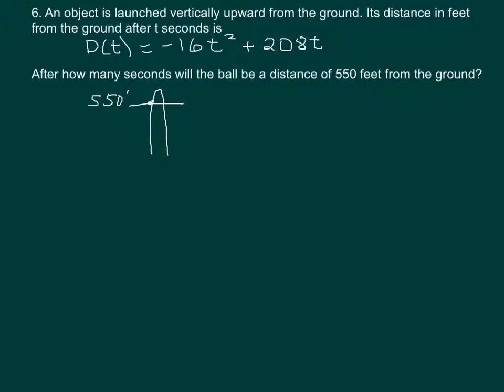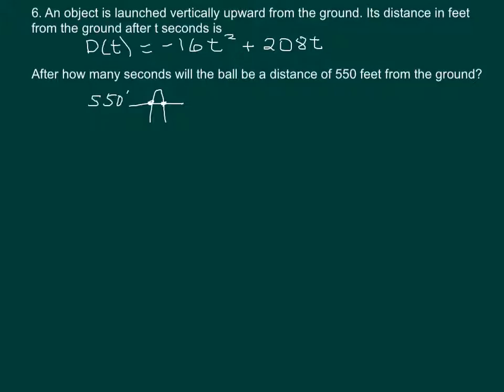So it's going to reach 550 feet in 2 times. The first one is on its way up and the second one is on its way down. The only exception to that is if 550 feet is exactly how high it goes, and then there will only be one solution. But you are going to look for 2 solutions to see what time it is that the ball is 550 feet from the ground. And you're told that that height or distance from the ground is given by the formula -16 times t squared plus 208 times t.